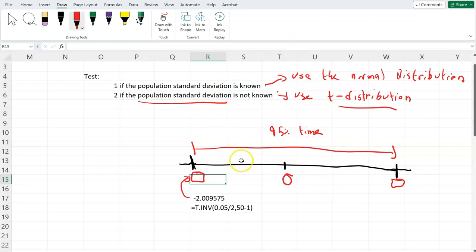So even though I may not know exactly what the actual 95% level is, I could probably find it if I knew the population standard deviation, but I don't know that.